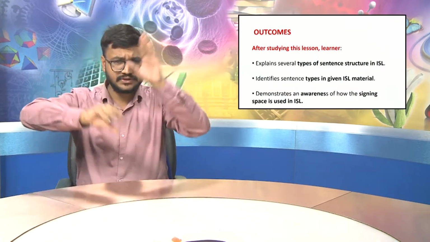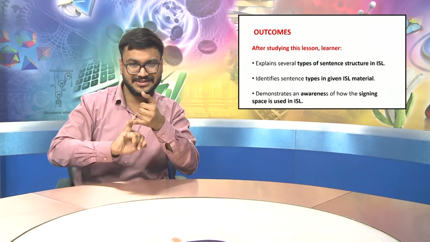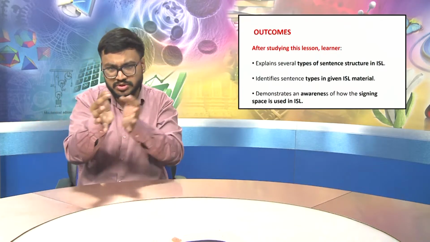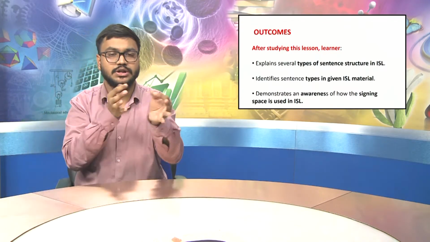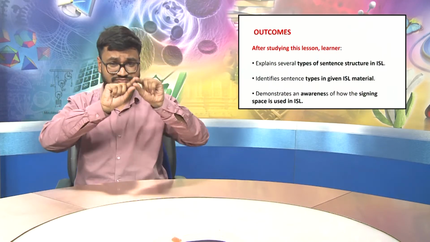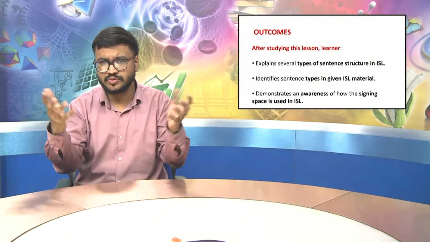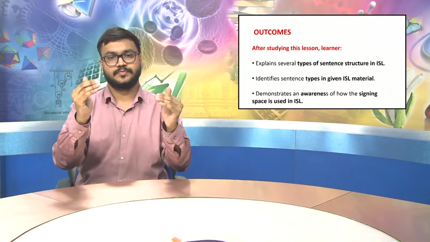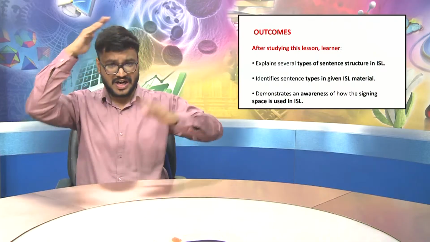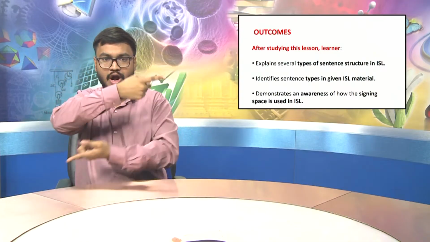Outcomes. After studying this lesson, learners will know about and learn about some various points. They can explain several types of sentences, sentence structure in ISL. They can identify sentence types in given ISL materials. Learners will be able to demonstrate an awareness of how the signing space is used in ISL.